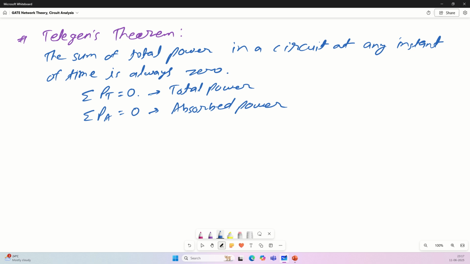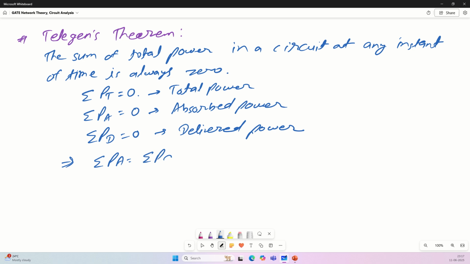Let us say similar to that the sum of all the power delivered is also equal to zero. Understood? So can we reach a conclusion that if sum of absorbed power is zero and sum of delivered power is zero, so I can write it down, my summation of absorbed power is equal to summation of delivered power, and this is nothing but Tellegen's theorem. Okay. So Tellegen's theorem tells, I'll write that comment a little later.